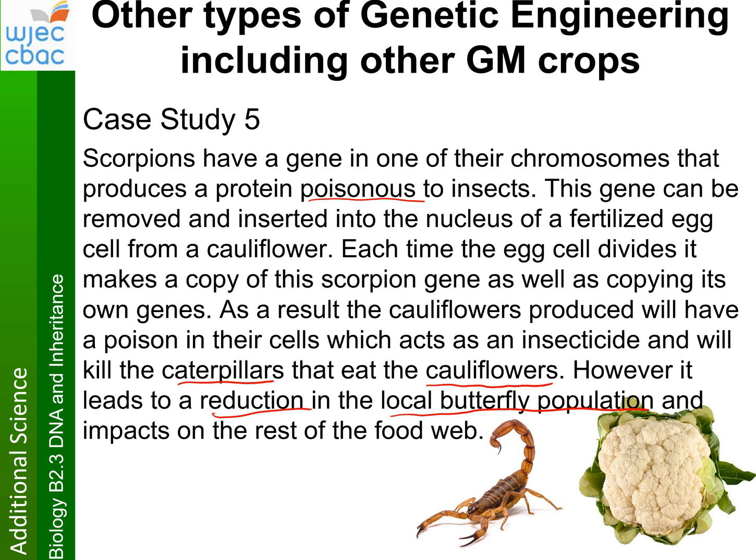So, the disadvantage is that by taking out the caterpillars, by removing them from the food chain, it will impact the rest of the food chain, particularly the butterfly population, and butterflies are responsible for helping with pollination of plants in a local area. But there is an advantage in that a natural insecticide has been incorporated into our cauliflowers, so our farmers will be able to have more produce and make more money.